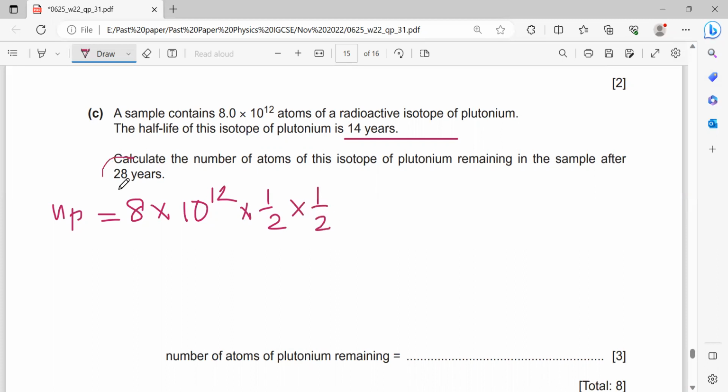28 years means 14 plus 14, 2 times 14, so 2 half-lives. 8 times a half is 4, 4 times a half equals 2. So the answer is 2 times 10 to the power 12.